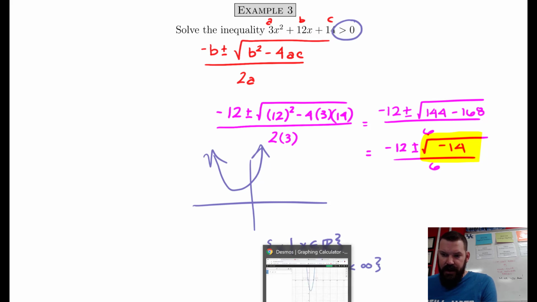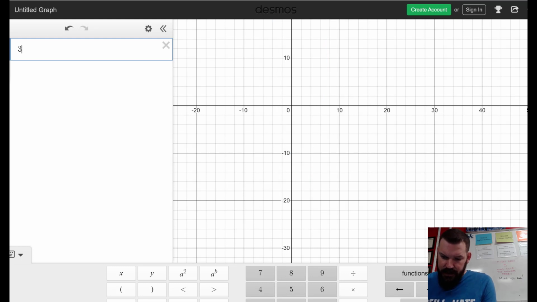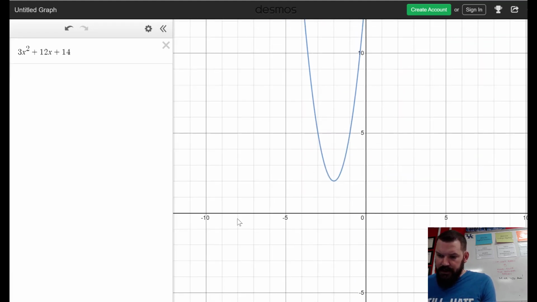If you wanted to verify that graphically, we have 3x squared plus 12x plus 14. I'm going to zoom in a little bit here. Here's the x-axis. The graph is completely above the x-axis, so it never is less than 0, so it has to be all real numbers. If that graph happened to have x-intercepts at -5 and 0, and we're looking at strictly greater than, then the graph would be above the x-axis from negative infinity to -5, and then from 0 to positive infinity. We'd have multiple solutions.